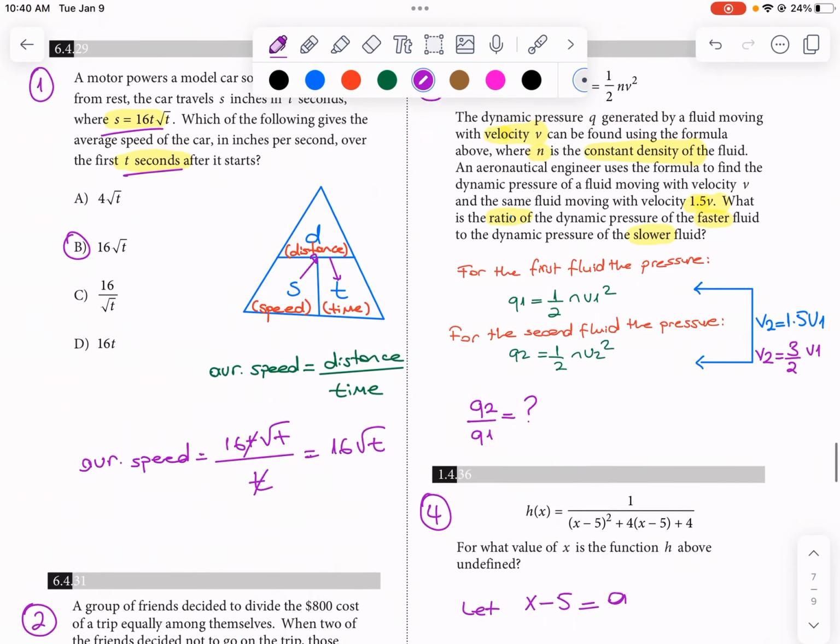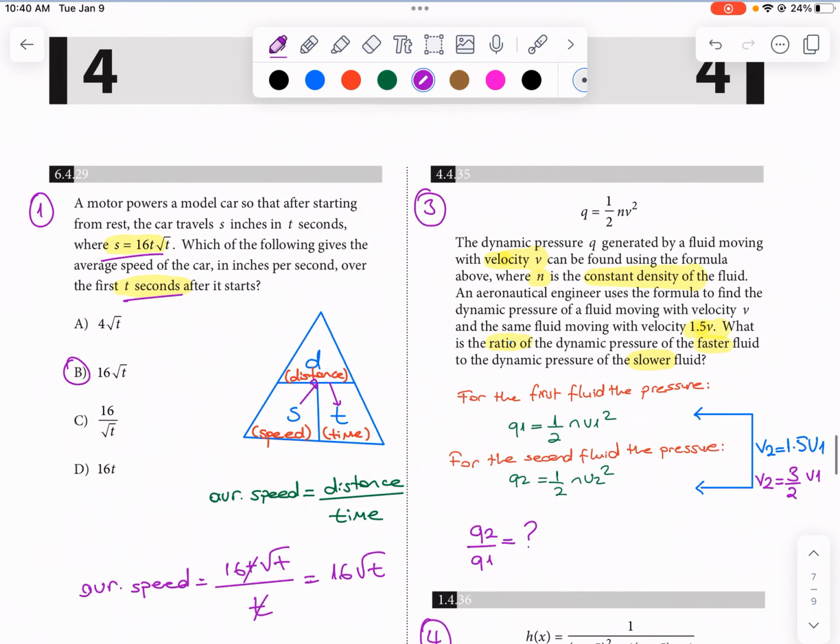Okay, next question, question 3. Q is equal to 1 over 2 times N times V squared. The dynamic pressure Q generated by a fluid moving with velocity V can be found using the formula above, where N is the constant density of the fluid. An aeronautical engineer uses the formula to find the dynamic pressure of a fluid moving with velocity V and the same fluid moving with velocity 1.5 V. What is the ratio of the dynamic pressure of the faster fluid to the dynamic pressure of the slower fluid?